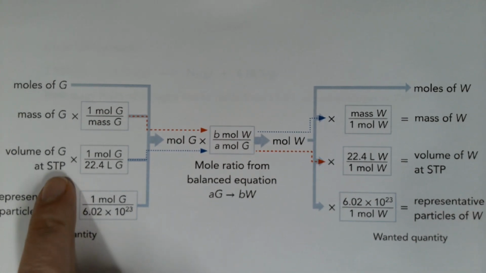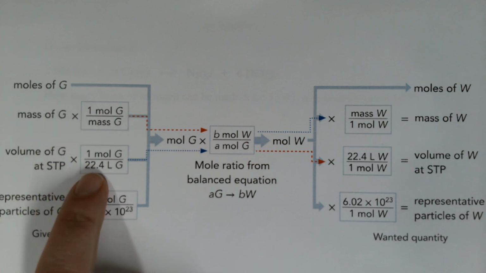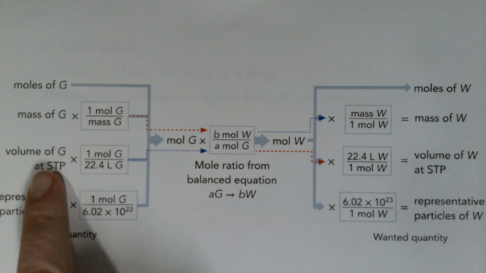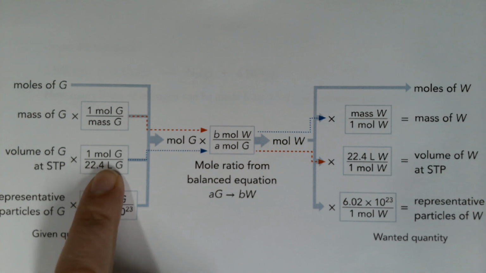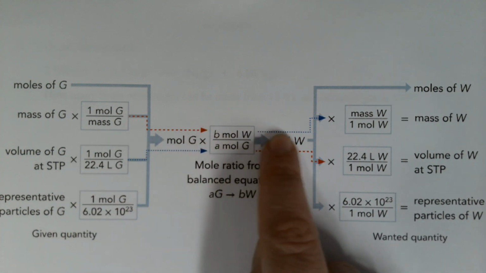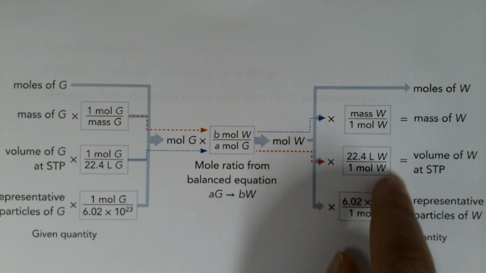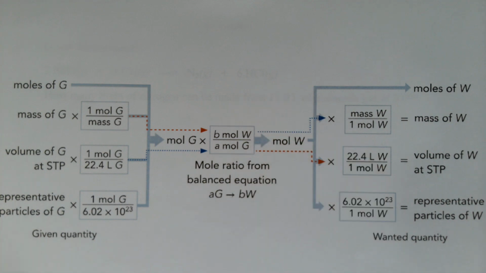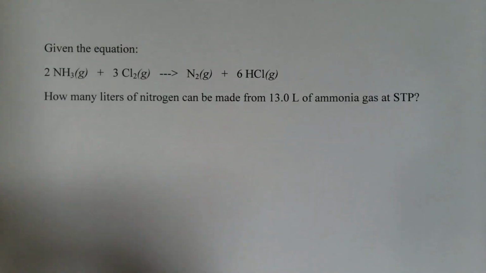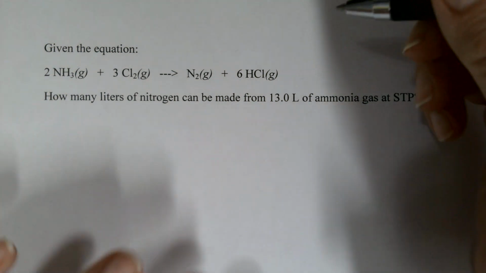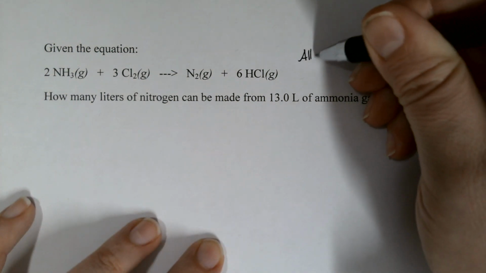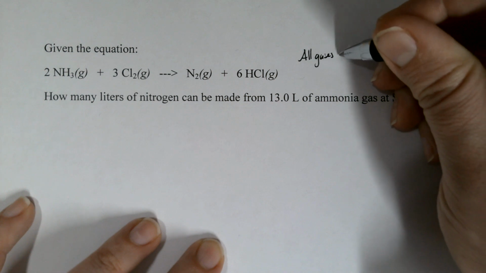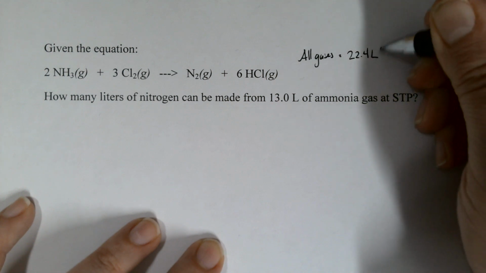We have the volume of gas at standard temperature and pressure. All gases, all ideal gases, will be exactly 1 mole of that substance, 22.4 liters. So in order to convert from volume to moles, we're going to divide by 22.4. We're going to use the mole ratio, and then we're going to multiply by 22.4 to put it back into volume. So 1, 2, 3 steps here. Now this is standard for all gases, and I'll write that down. All gases are 22.4 liters per 1 mole.